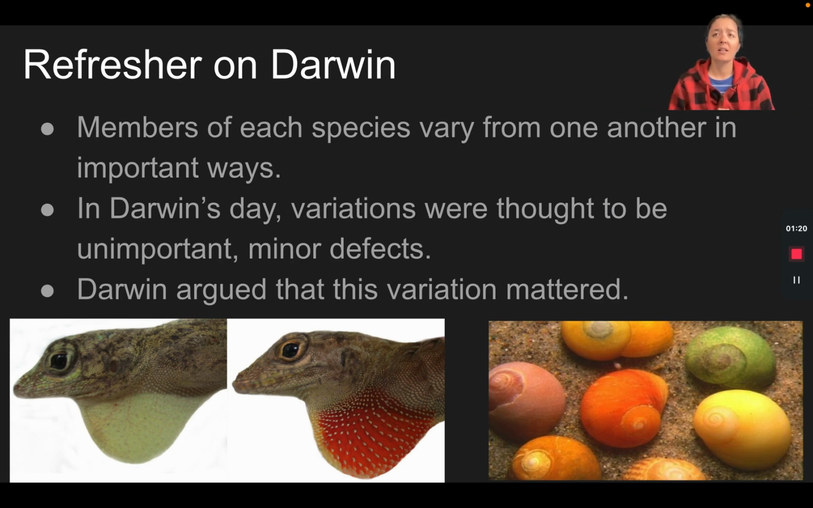So way back in the time when Darwin was living and making all of his naturalistic discoveries and theories, variations were thought to be pretty unimportant. Nobody really cared about these differences. It was just, that one's weird, it's defective. And Darwin made the argument that this variation actually mattered. And we're going to explore a little bit more about why those things matter.